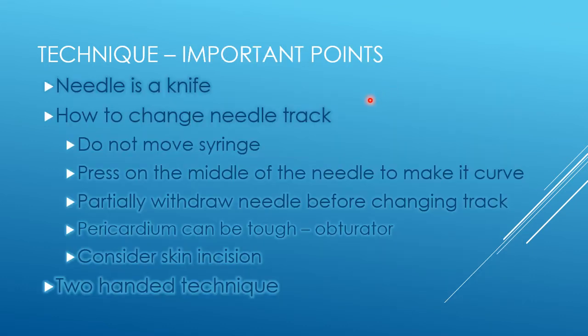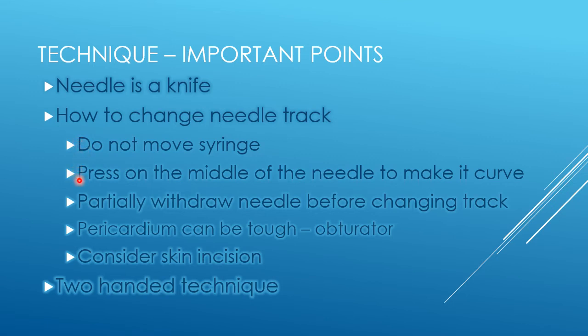Further important points are to think about how to change the needle track, how to change the angle that the tip is taking, the approach the tip is taking. This is the same for any needle, but it is much more significant for a long pericardiocentesis needle. Do not try and do it by moving the syringe. You're over 20 centimeters away from the thing you're trying to influence, and you will not achieve what you're aiming for.